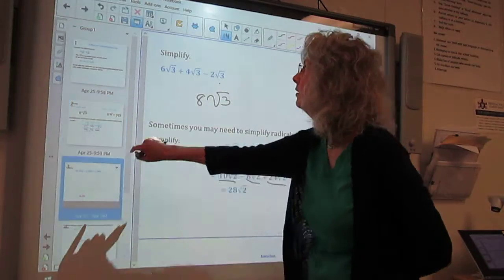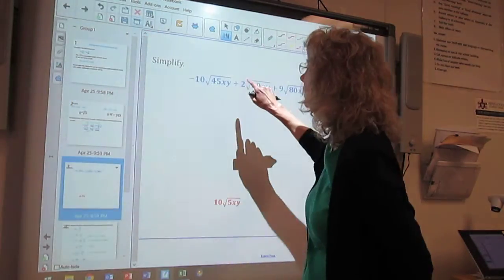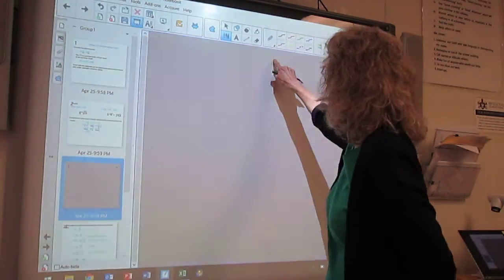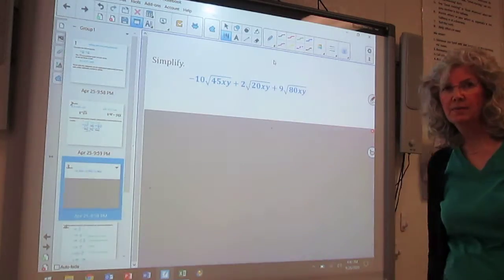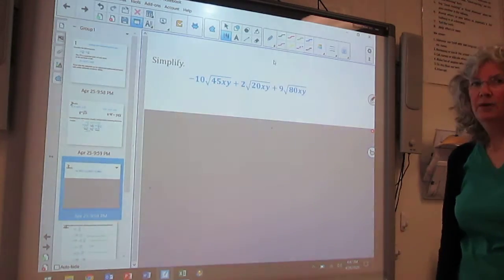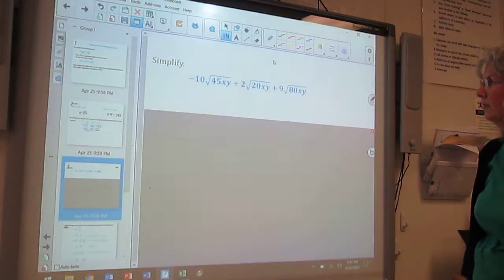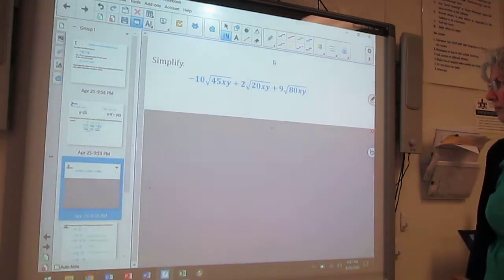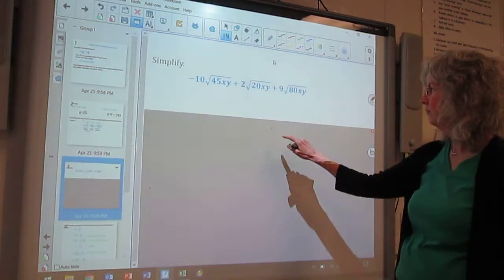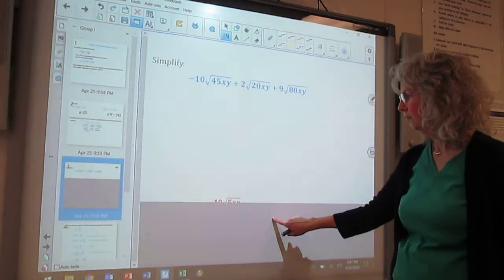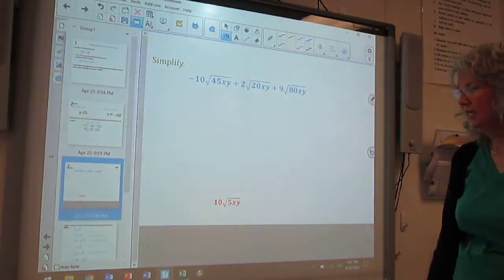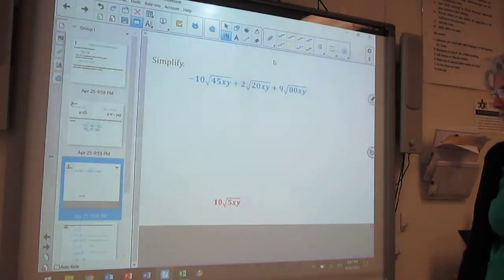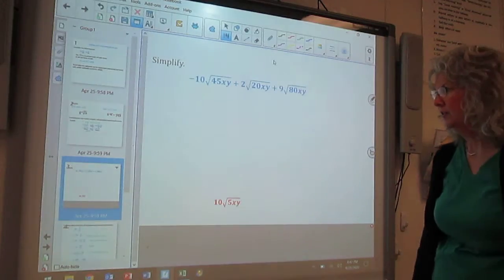I have another homework problem for you. I want you to copy this one on your paper. And I want you to do this as a homework assignment. So pause your video. And there is the answer, 10 times the square root of 5xy.